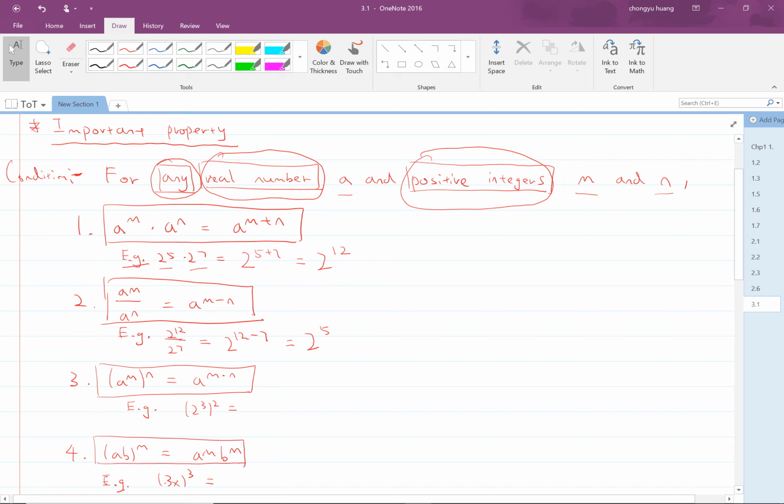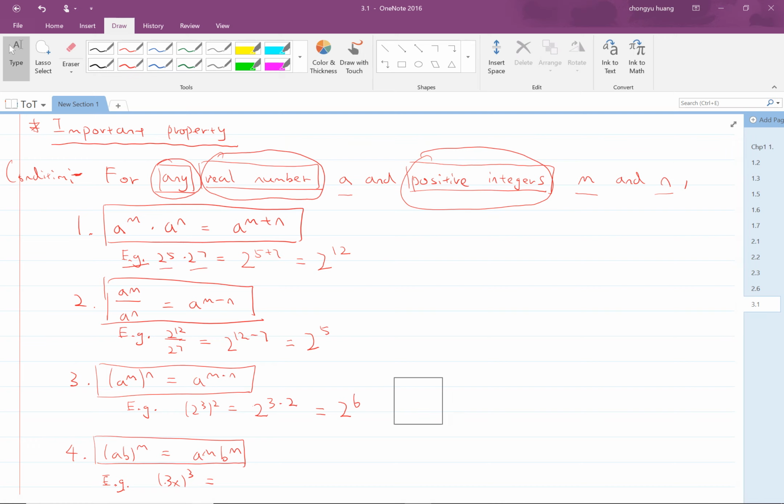2 is a real number, right? And then we got m equal to 3 and n equal to 2, and 3 and 2 are both positive integers. So we met the condition, and we are actually able to solve it. As the property says, we get 2 to the power 3 multiplied by 2, which is 2 to the power 6.